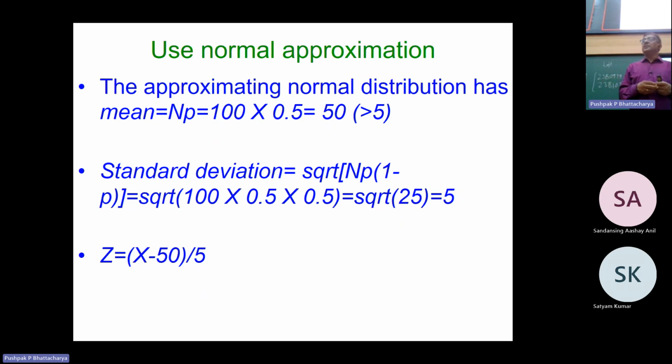The normal approximation to binomial distribution happens this way. For any normal distribution, we need the mean and the standard deviation. The mean is given as n into p, that is 100 into p. P is 0.5, which is equal to 50. So the mean of the normal distribution is 50.